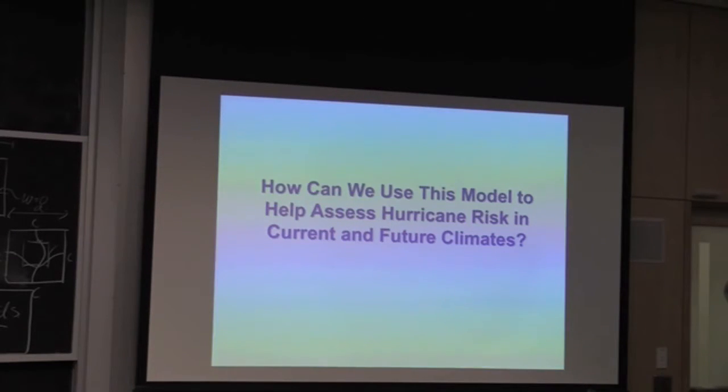So can we use this to transition between science and risk assessment? Can we actually use this sort of science model to help us estimate hurricane risk in the present climate, but also in future climates? Now, why would we want to do it in the present climate? You could say, well, look, we have history, and all insurance companies, for example, when they estimate hurricane risk, simply look at the historical record.